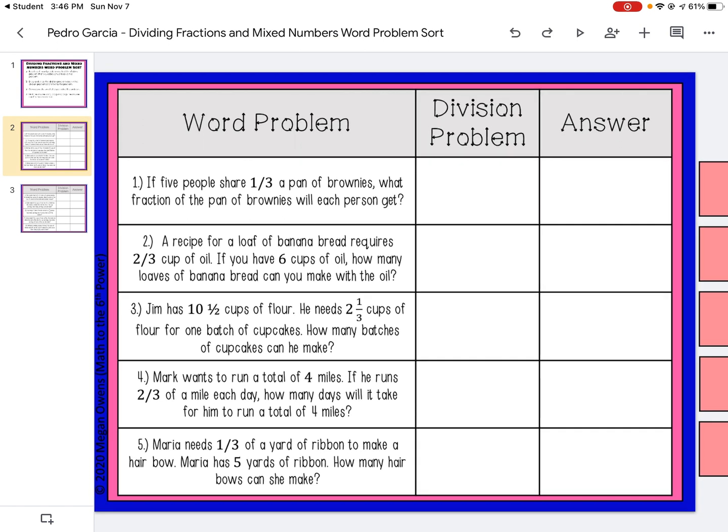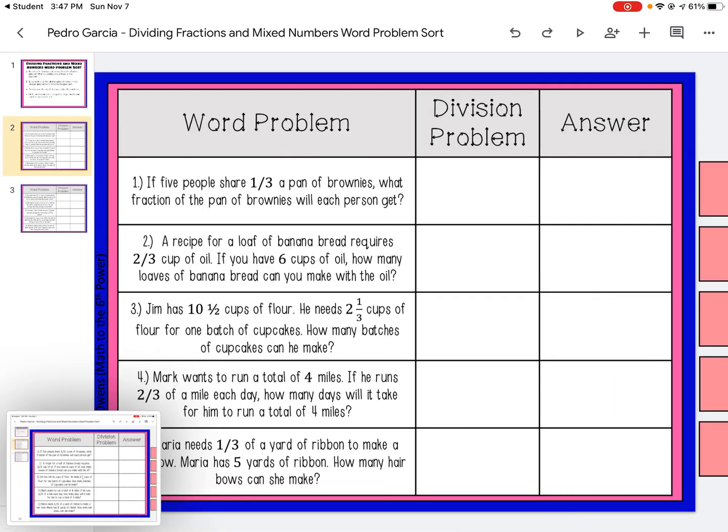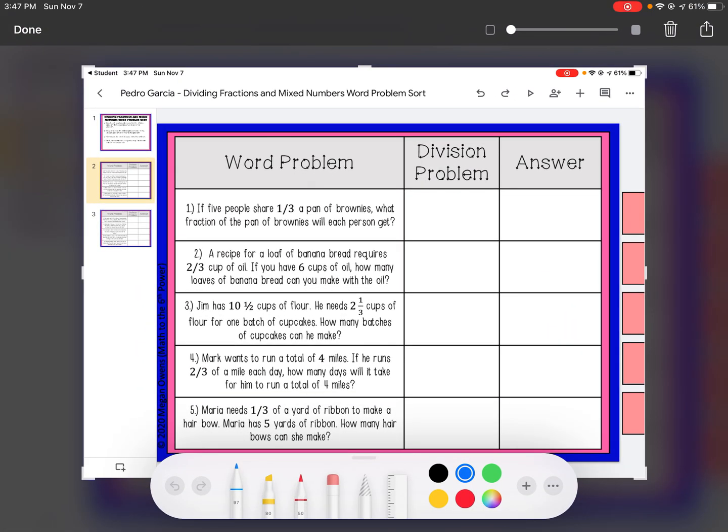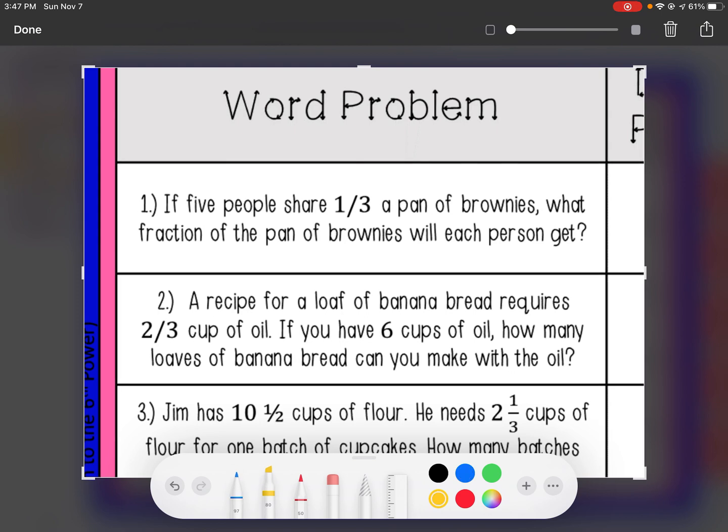Okay. So let's start with the first one. It says, if 5 people share 1/3 of a pan of brownies, what fraction of the pan of brownies will each person get? Now you're solving this on an extra piece of paper. I'm going to do it on this screenshot slide here just so we can all see the work when I'm doing it. What's important to know is you have to set up the problem correctly. So you've got to pay attention to what the problem is asking you. The problem says, what fraction of the pan of brownies? So that means the pan of brownies fraction is going to go first, which is 1/3. So I'm going to do 1/3 divided by 5.